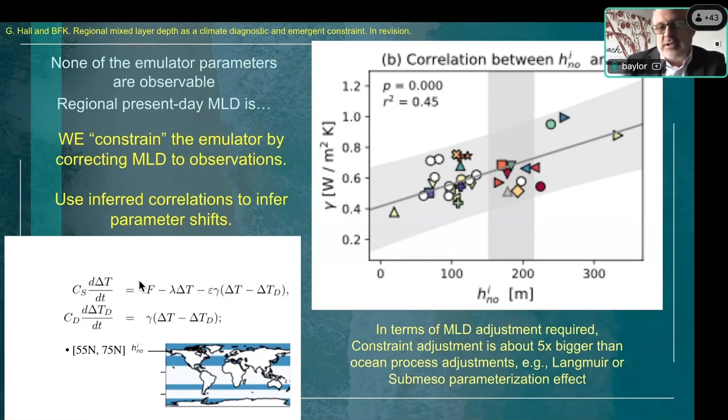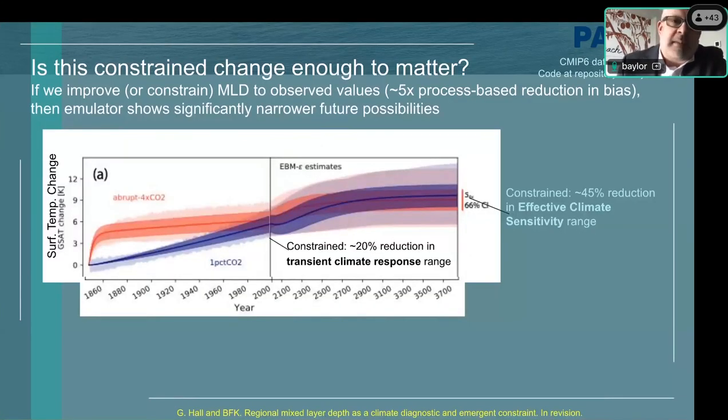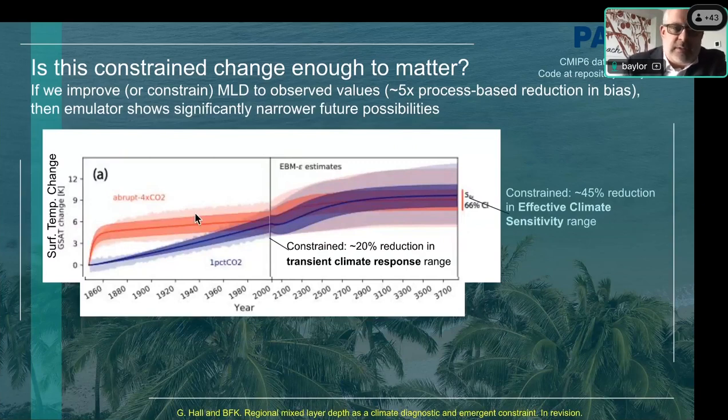But in this toy model, we could just do it by tweaking the parameters in order to push the correlated parameters into this value. And what's interesting about that is when we squeeze that and therefore change these parameters, we can ask what would happen to future uncertainty in things like surface temperature change or sea level rise. And this is a pretty dramatic change in those outcomes. It's about a 20% reduction in the uncertainty of transient climate response. So that's the climate response at the end of a 1% CO2 increase, and about a 45% reduction in effective climate sensitivity, which is sort of the long-term estimate.